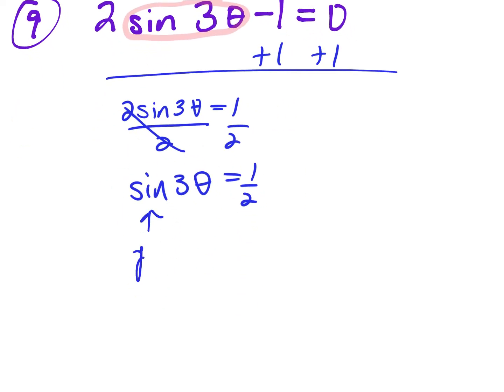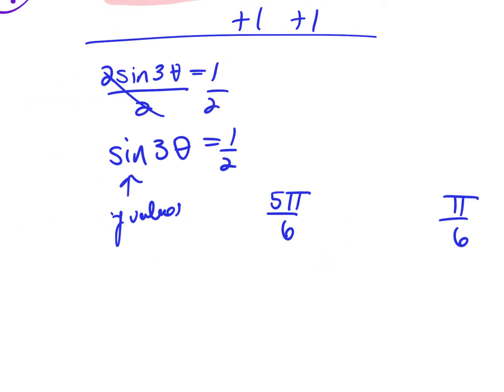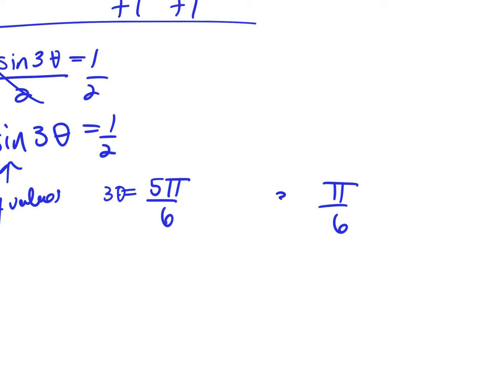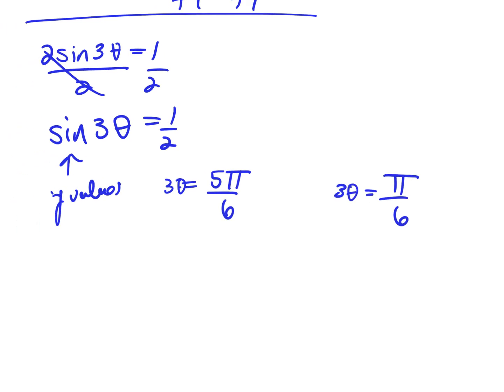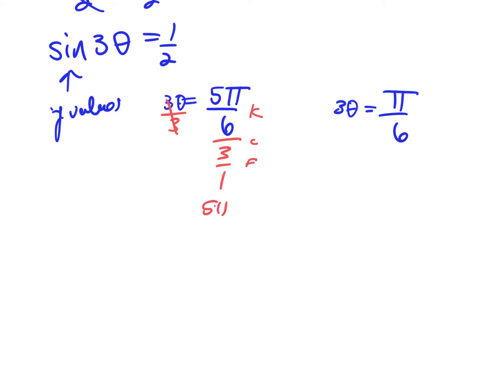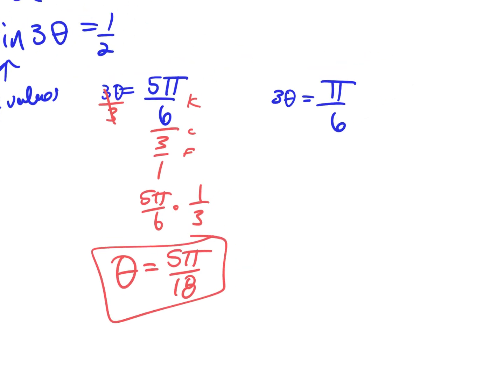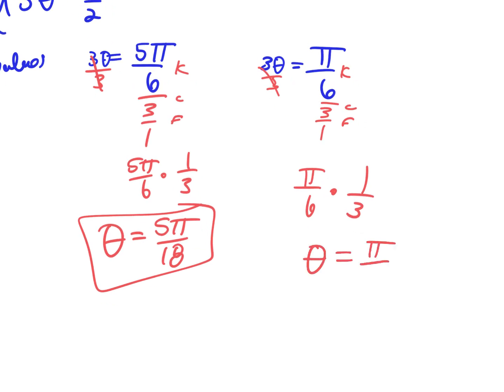Sine, again, ladies and gents, is the y values on your unit circle, yeah? Where are my y values? Positive 1/2. Okay, so I'm going to write 5 pi over 6 and pi over 6, right? So 3 theta equals 5 pi over 6 and 3 theta equals pi over 6. Divide both sides by 3, which is 3 over 1. Keep, change, flip. So 5 pi over 6 times 1 over 3, yes? So theta equals 5 pi over 18. Good. Again, divide by 3. Keep, change, flip. So pi over 6 times 1 over 3. Theta equals pi over 18. Wonderful.